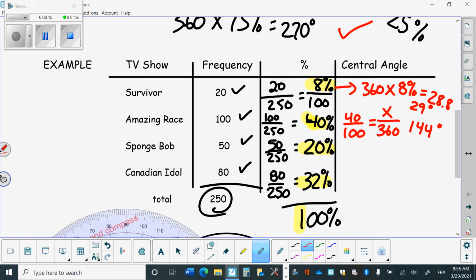So the next one, 20%. Please go check that on your calculator. I get 72 degrees here for 20%. And the last one, 360 times 32%.